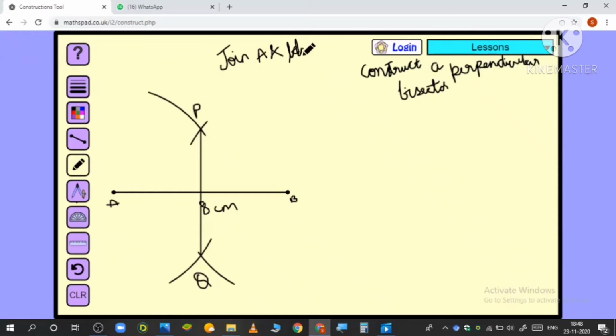Let us see how this method gives us the perpendicular bisector of AB. For that, join A and B to both P and Q to form AP, AQ, BP and BQ.